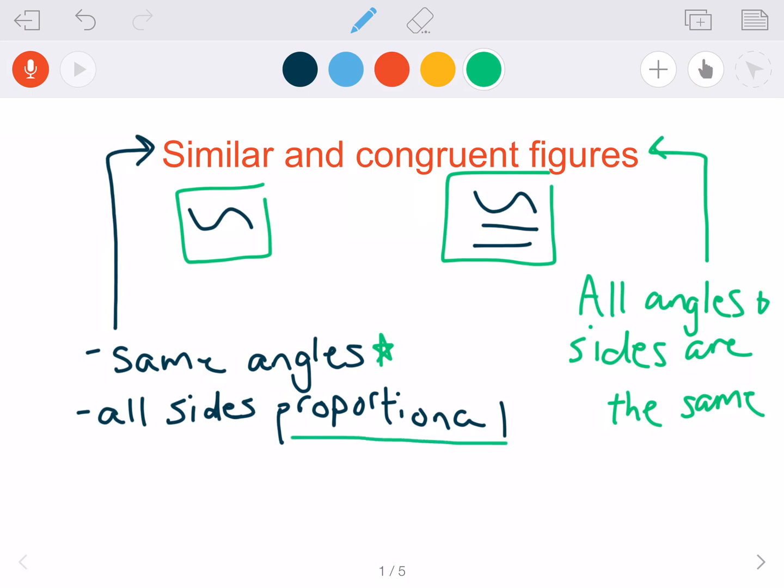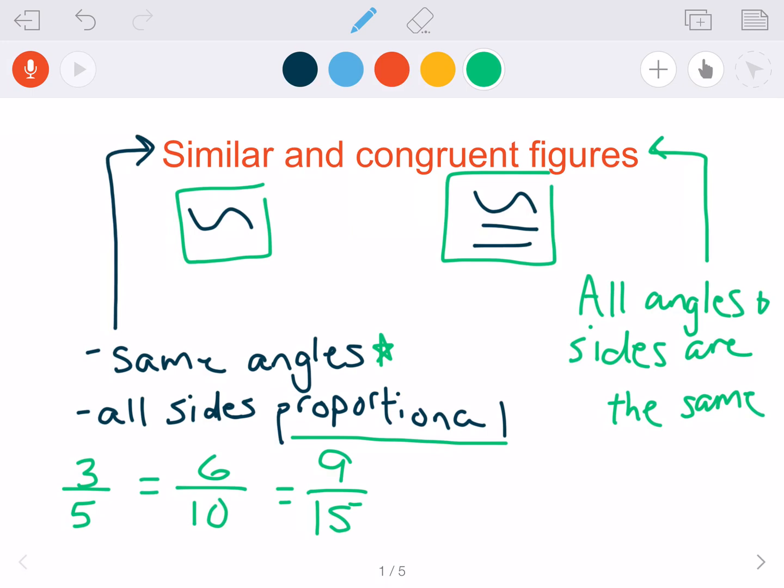And the big things you need to know about both are similar figures. They always have the same angles. Angles are exactly the same, and all sides are proportional. Remember, proportional is just the same thing as equal ratios. So if two sides equal 3 compared to 5 in one shape, if it's proportional, those exact same sides could be 6 to 10. It could be 9 to 15. Basically, all of those are equal to each other.